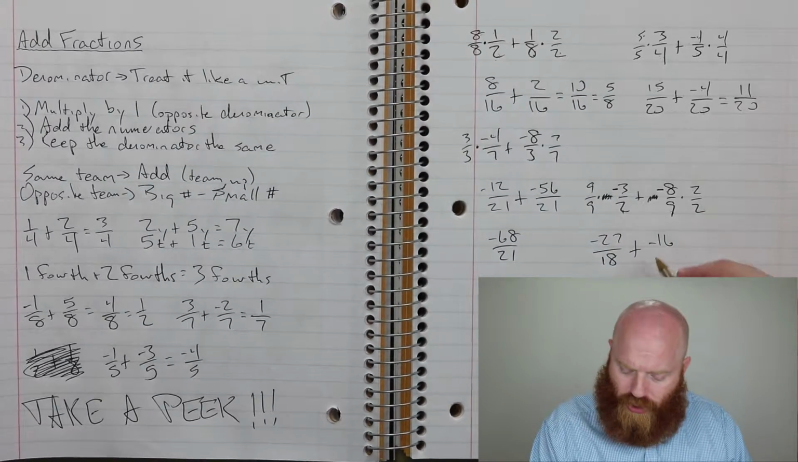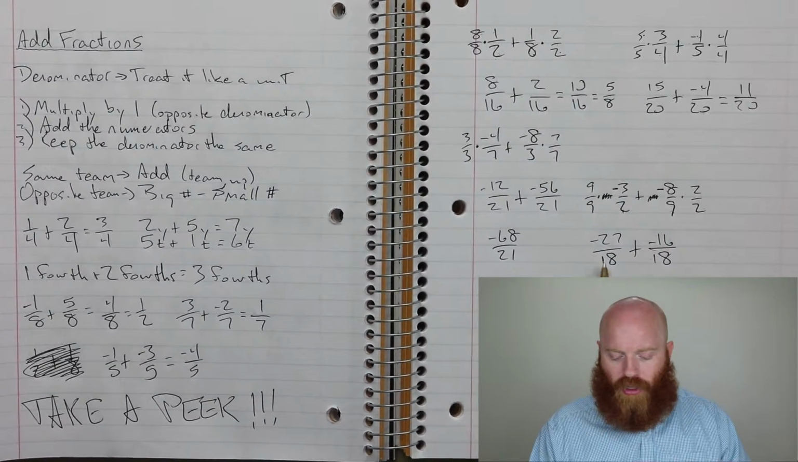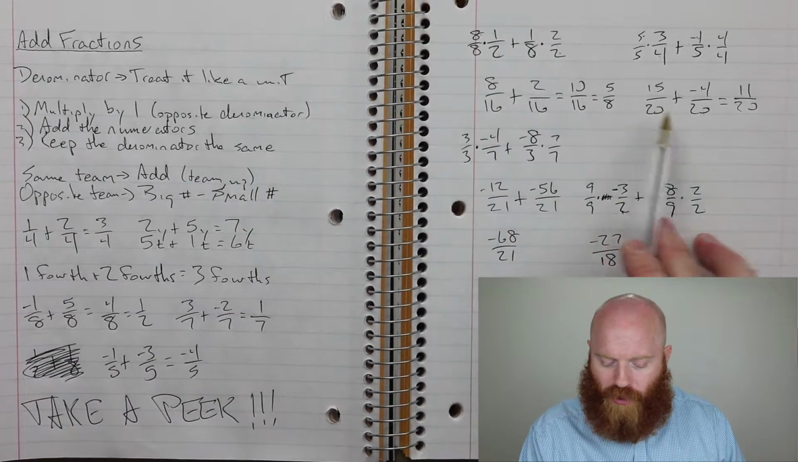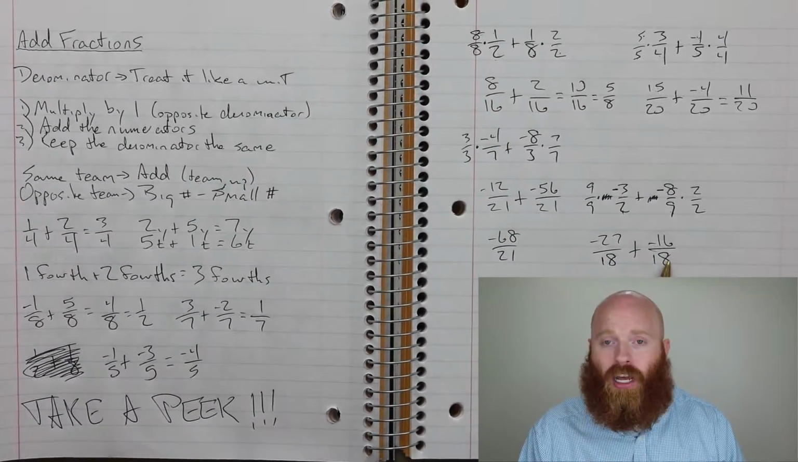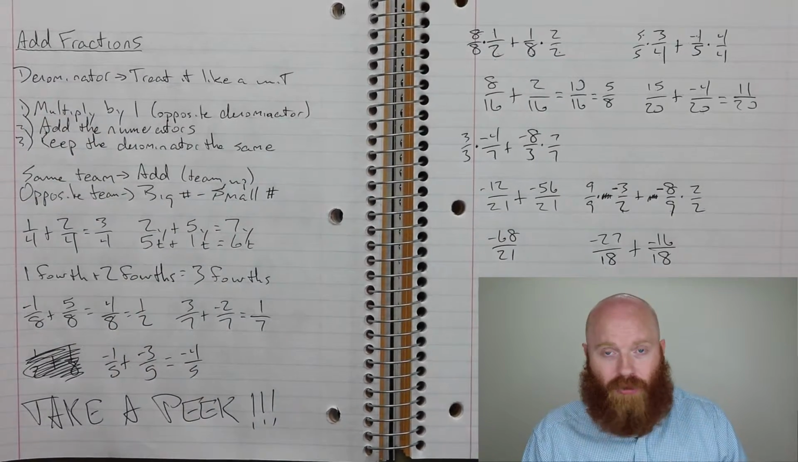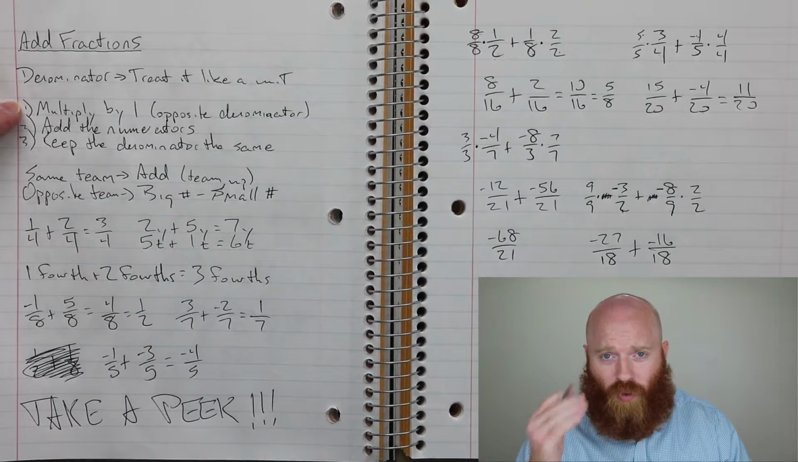And then 9 times 2 is going to be 18. And I'm telling you, it is magic, I'll be honest with you. Every time we get a common denominator, every time when we multiply by the opposite denominator, when we use that to make a 1 on both sides, we get a common denominator. And that's step 1, that's the step that we need.